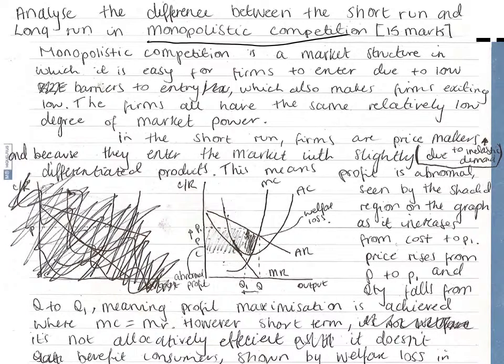Monopolistic competition is a market structure in which it is easy for firms to enter the market due to low barriers to entry. We've got a key point there, which also makes firms exiting low. The firms all have the same relatively low degree of market power. A little bit of further application there.